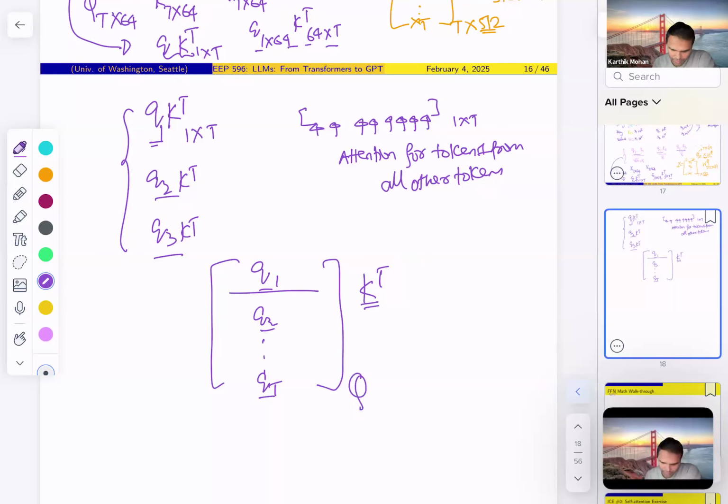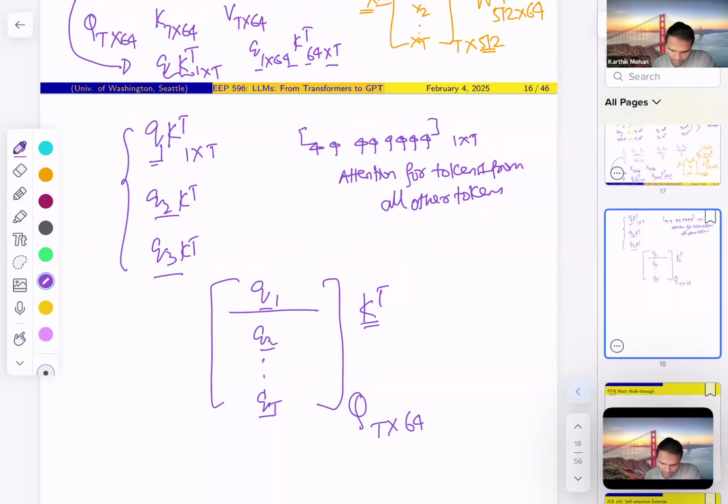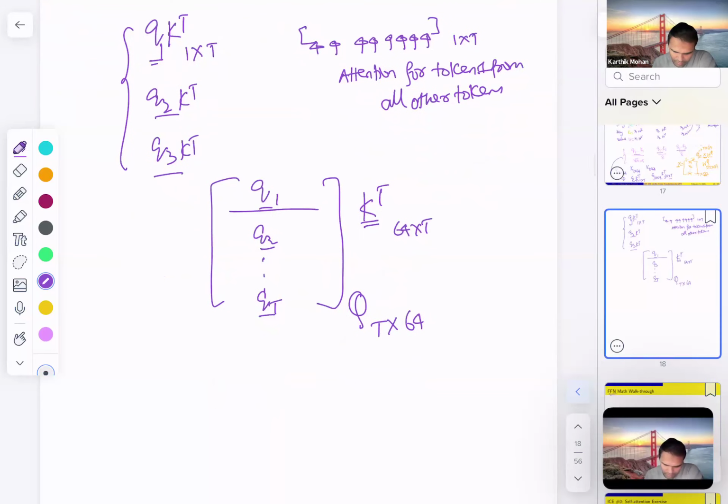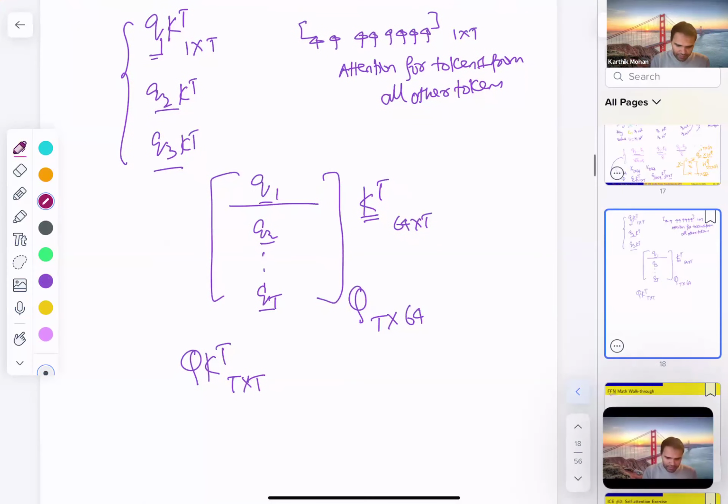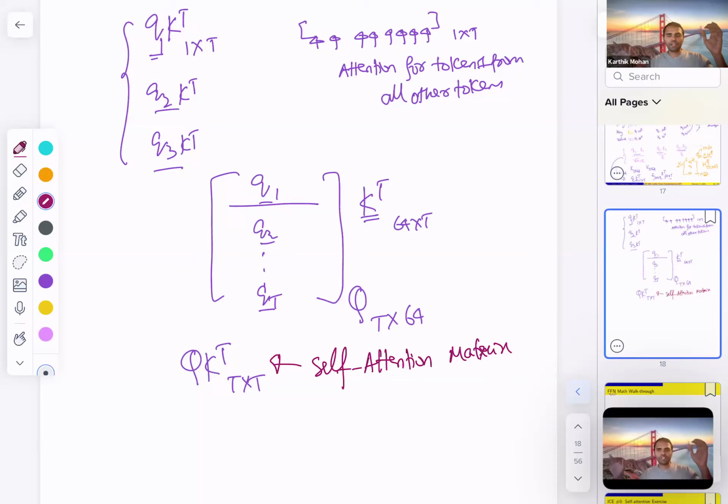So we can call this the Q matrix, which is T by 64, and K transpose is 64 by T. What is the dimension of Q K transpose? It's T by T. It's T by T because for every token, it tells you the attention from all the other tokens. For a given token, you get T attentions, and for T tokens you get T by T attentions. This is also called the self-attention matrix. It captures, for each token, the attention from all the other tokens, and you do it T times, so you get a T by T matrix. The dimensions make perfect sense here.